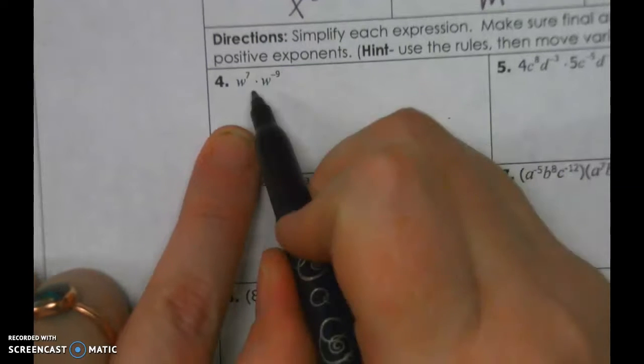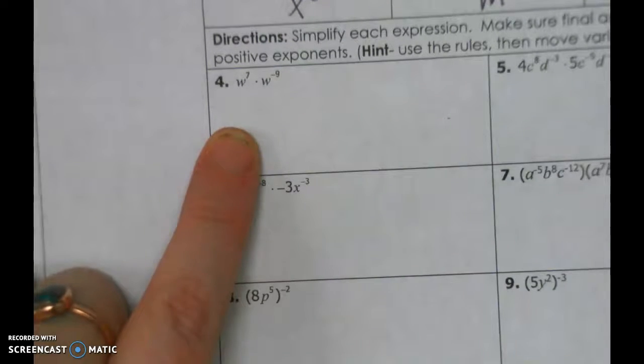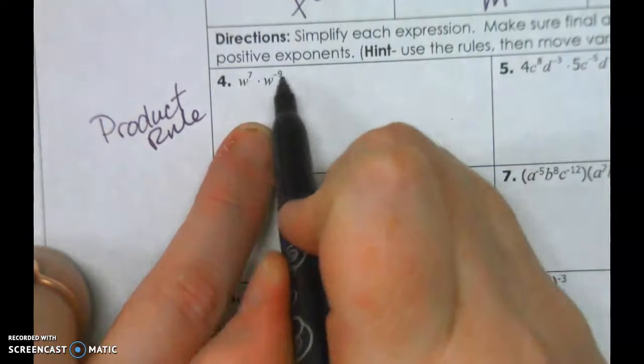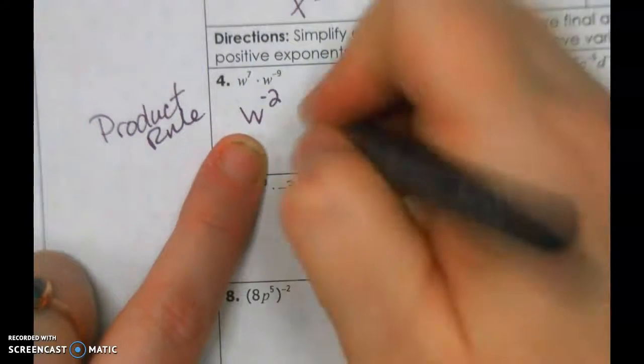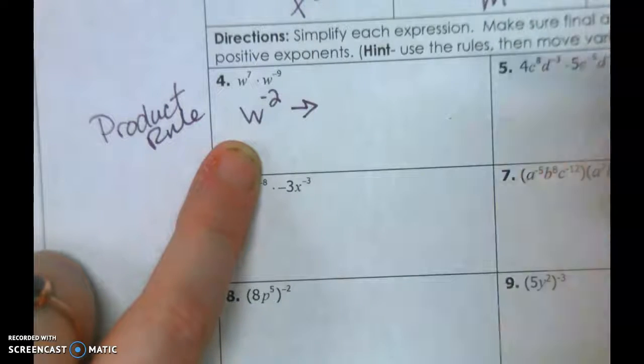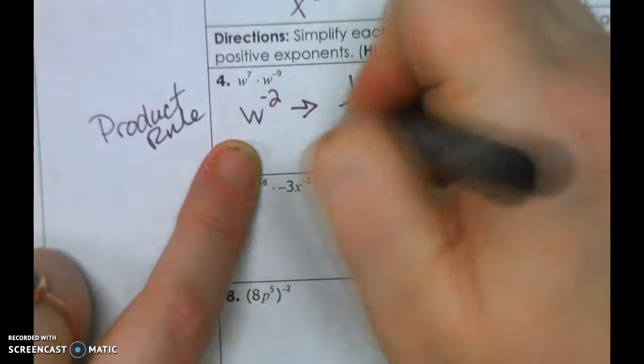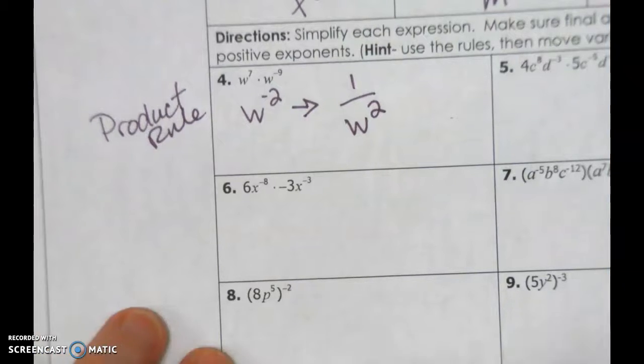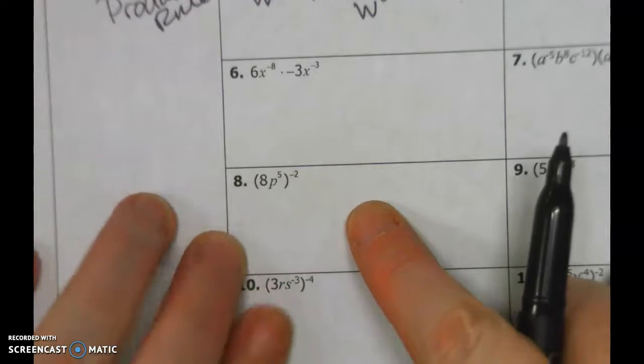Okay, so what about this one? So we're multiplying, right? Product rule. Product rule is happening. So we have to add these two together. 7 plus -9 is w to -2. Well, that we can change now to 1 over w squared. There's your answer.